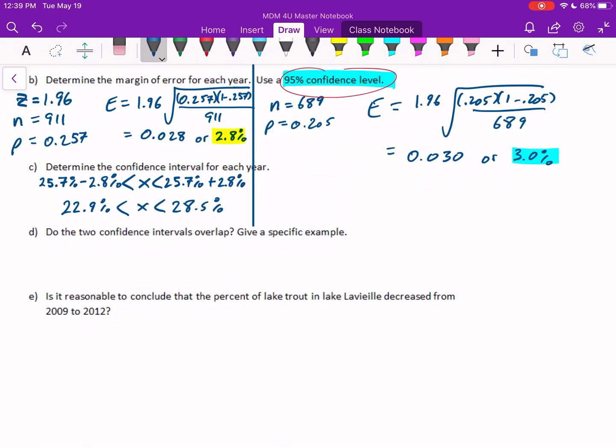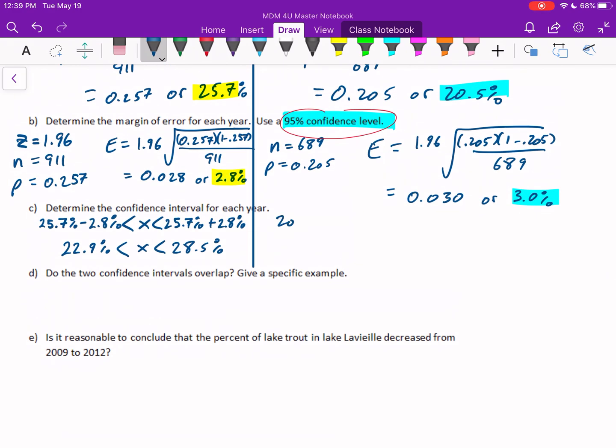So 20.5 minus 3 and 20.5 plus 3. So in 2012, it ranged from 23.5%. Sorry, that would be adding now, wouldn't it? It ranged from 17.5% to 23.5%.